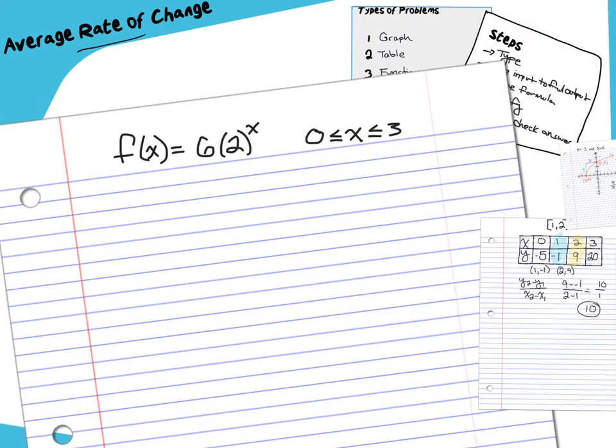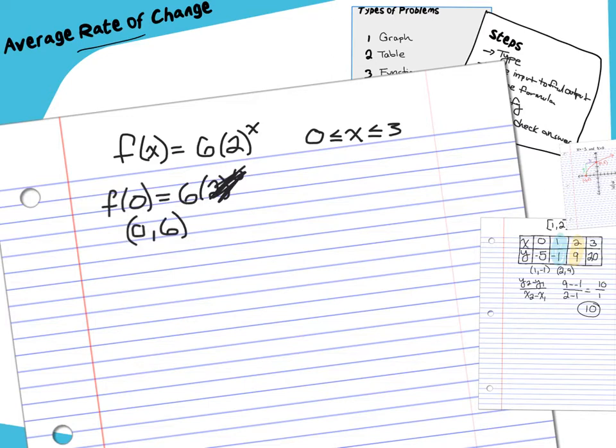Next up, let's take a look at doing an example with a function rule. Now this one is the type of problem that requires a lot more work because you're going to actually have to do some calculations. Remember, you're going to input 0 and you're going to input 3, both separately, for x, to find the corresponding outputs. So that means we're looking at f of 0 equals 6 times 2 to the power of 0. Well, anything to the power of 0 is 1, so you're left with 6. That means our first point is going to be 0, 6.